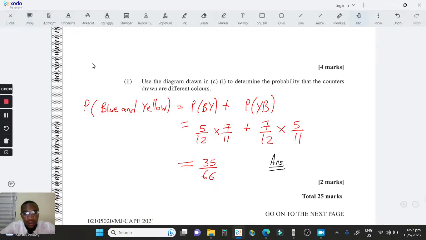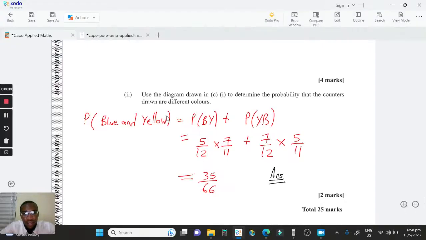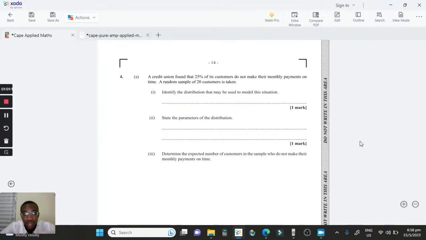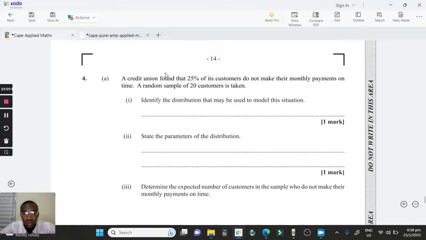Okay. Now, the next question. By the way, we finished question 3. Was that easy? Question 4 now, it says a credit union found out that 25% of its customers do not make their monthly payments on time. A random sample of 20 customers is taken.